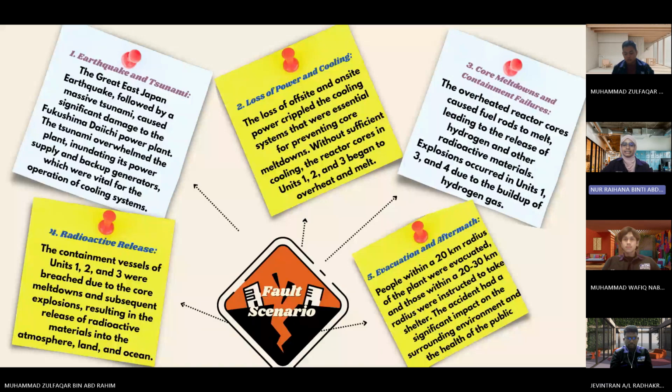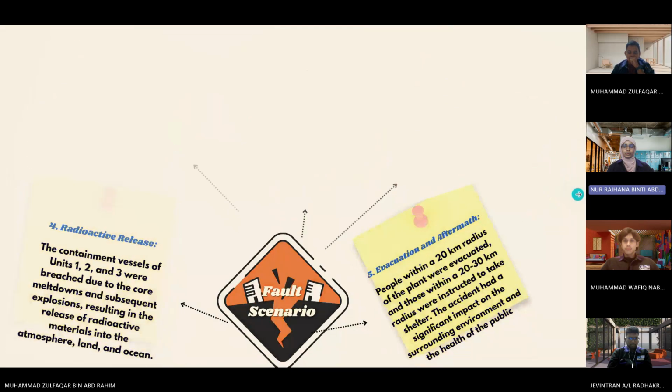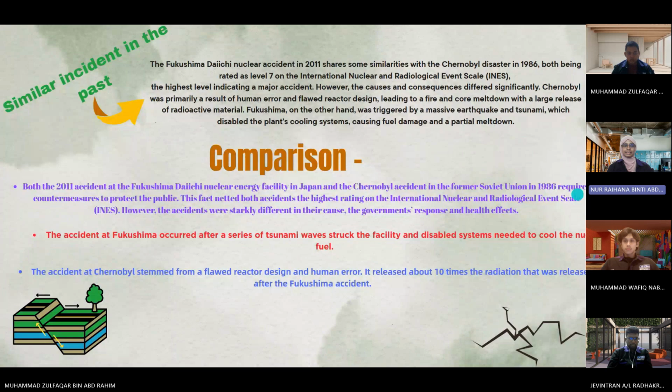The last one you can see here is the fifth one, evacuation and aftermath. People within the 20-kilometer radius of the plant were evacuated, and those within a 20 to 30-kilometer radius were instructed to take shelter, because the accident had a significant impact on the surrounding environment and the health of the public. So in the next slide, we will look at a similar incident in the past.